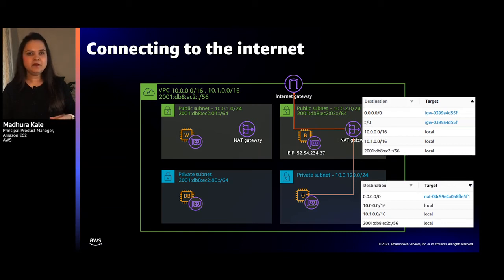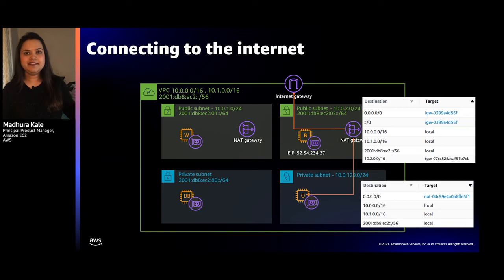Now, I said something about private IP of the NAT gateway. So NAT gateway supports a private connectivity type as well, where instead of going to the internet, you could very well be just connecting to another IPv4 destination, but really want that network address translation that NAT provides. Now, NAT gateway is catered for IPv4 destinations.